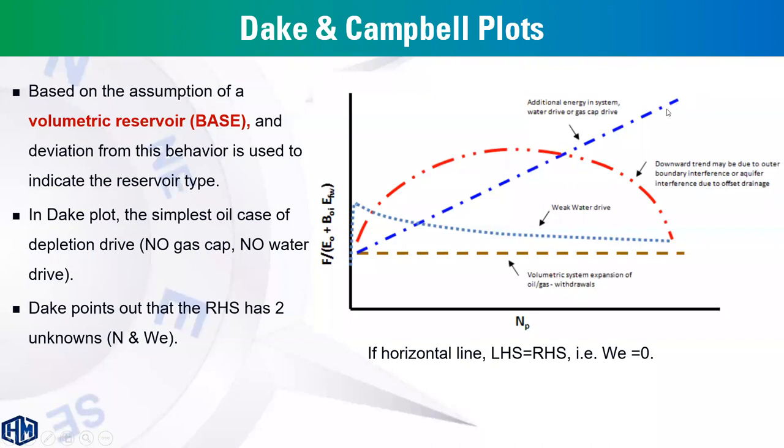But if you have this form of relationship, we have additional energy from a gas cap, which means we have continuous reservoir pressure support, if we have this unit slope straight line. But for this scenario, we have an increase in pressure support at initial time, but at late time we have a reduction, which means we have another external boundary interference, or an effect of the outer drainage boundary of the reservoir. But if we have this scenario, we have a slight increase in pressure support, but a rapid reduction to follow a more or less horizontal line, which means we have weak aquifer support, or weak aquifer drive.